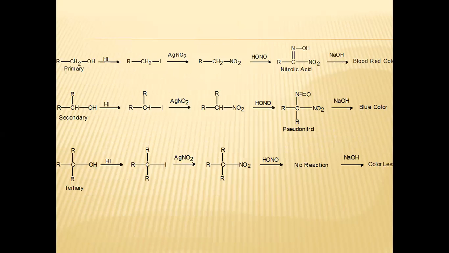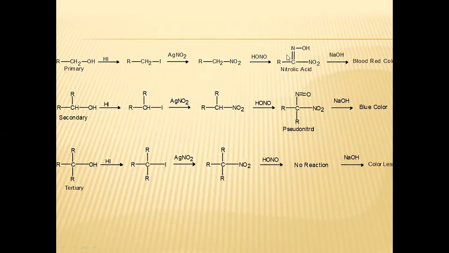What happens here is that when you treat the alcohol with iodine, it forms alkyl iodide. The alkyl iodide reacts with silver nitrate to form the nitro compound. This reacts with nitrous acid to form nitrolic acid in the primary case. In the secondary case, it forms pseudonitrole. In tertiary alcohols, there is no reaction with nitrous acid, so there is no formation of color with NaOH.